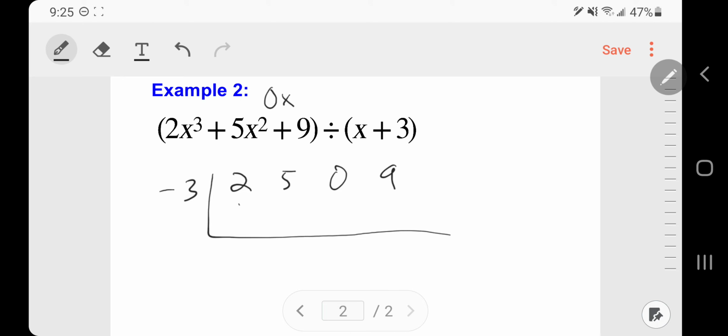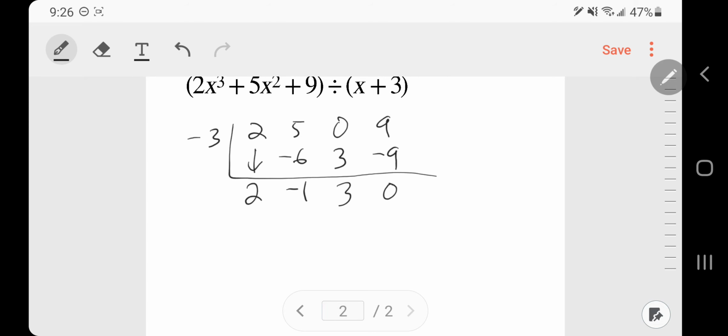All right, same process. Bring down the first number. That's going to be 2. And now we want to start multiplying and adding. So 2 times negative 3 is going to give me negative 6. Combine those terms, we get a negative 1. Negative 1 times negative 3 is going to give me a positive 3. 3 plus 0 is 3. And 3 times negative 3 is going to give me a negative 9. 9 minus 9, 0. And we have our coefficients for our answer.